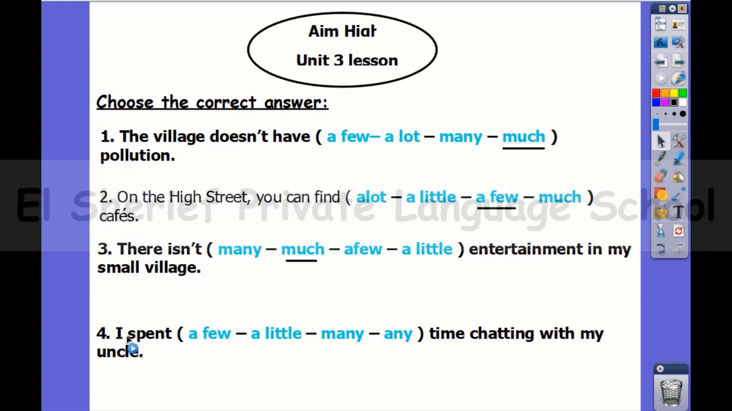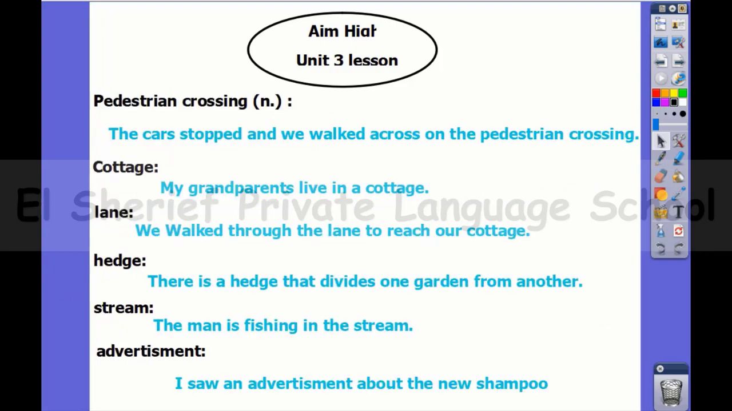Number 4. I spent time chatting with my uncle. So time is an uncountable noun. So we are going to use a little. Okay, now let's move on and study these new words here. Let's start with the first one.